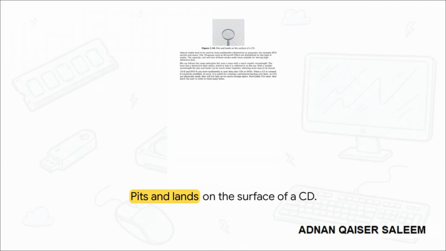Our third category is optical storage. These are your CDs, DVDs, and Blu-rays. These devices work by using highly focused lasers to burn microscopic indentations into a spiral pattern right on the disc. These indentations, along with the flat areas between them, are known as pits and lands.